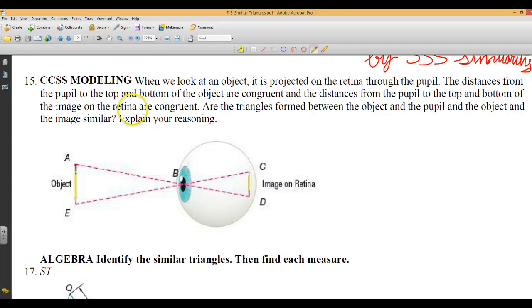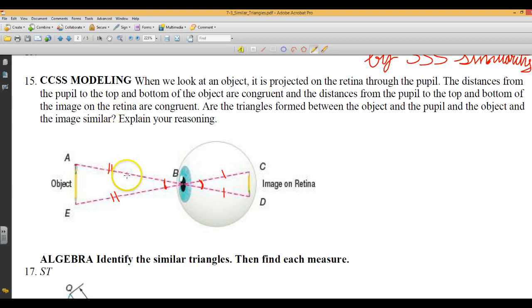Explain your reasoning. So first off, we know that our vertical angles are congruent. So that's one pair of corresponding angles that are congruent. And it says that back here, the distances from the pupil to the top and bottom of the object are congruent. So these two sides are congruent. And the distances from the pupil to the top and the bottom of the image are congruent. So those two distances are congruent.